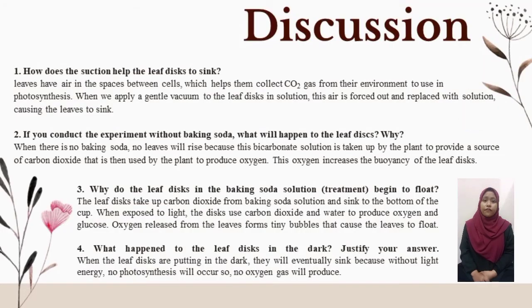From the procedure that has been carried out, the suction in the syringe helps the leaf discs to sink because leaves have air in the spaces between cells, which helps them collect carbon dioxide gas from the environment to use in photosynthesis. So when we apply a gentle vacuum to the leaf discs in solution, the air is forced out and replaced with solution, causing the leaf to sink.